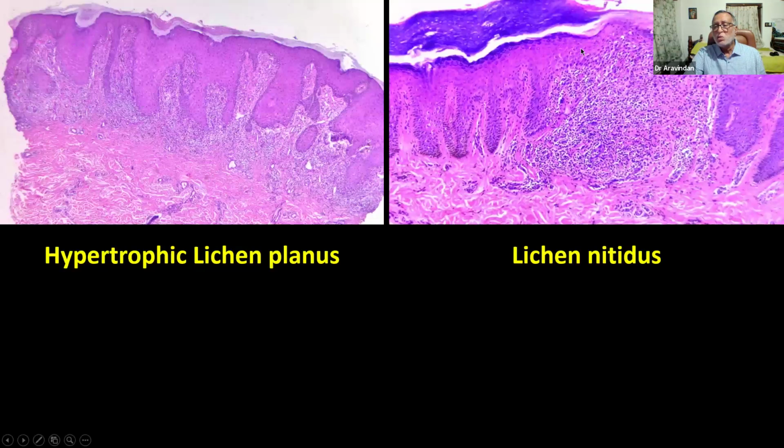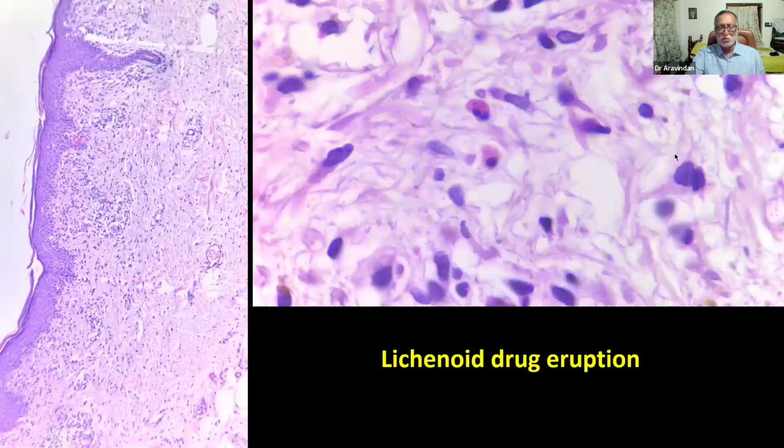Then here one papilla is broadened, and you find a very well demarcated infiltrate within that. And some epithelioid-like histiocytes also can be seen. This is lichen nitidus, the classical lesion.